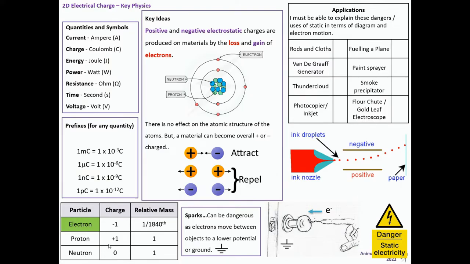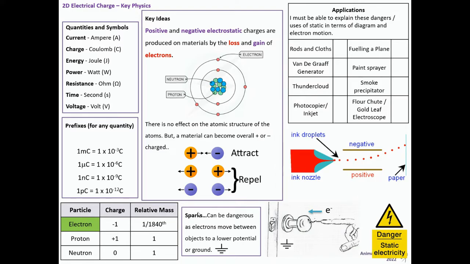Now, for the particles themselves, we can either deal in relative charges or we can deal in the actual charges. So it's an actual charge of minus 1.6 times 10 to the minus 19 coulombs. But for our purposes, we can think in terms of simple stuff. And the electron is obviously a very small particle, 1/1840th of the mass of a proton. So it can be moved about.